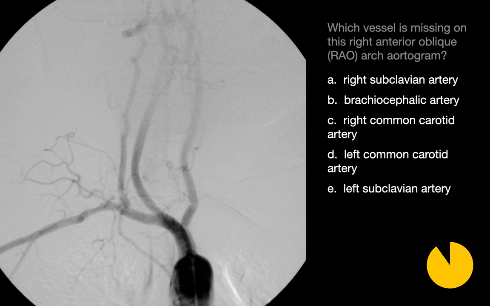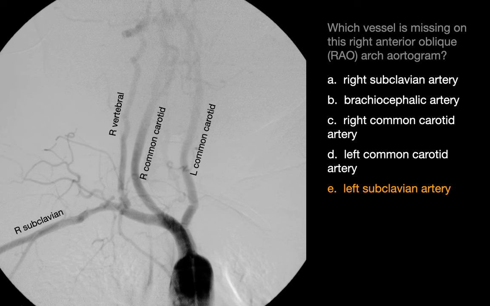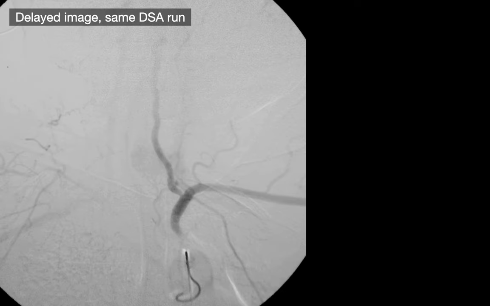Which vessel is missing on this RAO arch aortogram? So the vessel we're not seeing filling is the left subclavian artery, and I've labeled the other vessels for you here. Here's a slightly more delayed image from the same DSA run, and also some additional DSA runs.